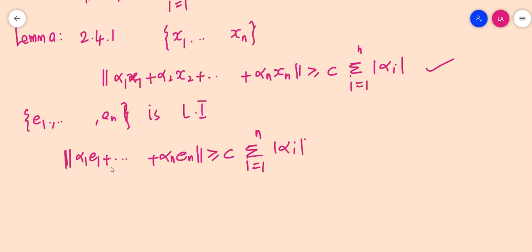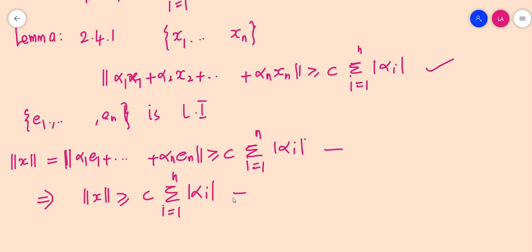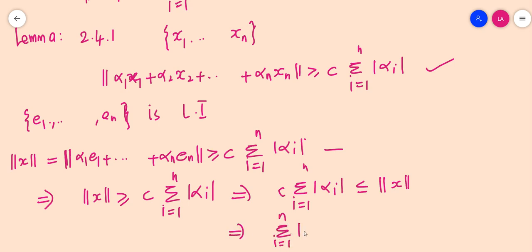And also alpha 1 e1 plus alpha 2 e2 plus etcetera alpha n en is considered to be x. So this is actually equal to norm of x. So from this we can write norm x is greater than or equal to c into summation i equal to 1 to n modulus of alpha i. Or if you reverse the inequality, we can rewrite the right hand side onto the left hand side and the left hand side onto the right hand side. That is, c into summation i equal to 1 to n modulus of alpha i is less than or equal to norm x. Okay. So from this we can write summation i equal to 1 to n modulus of alpha i is less than or equal to 1 by c into norm x.